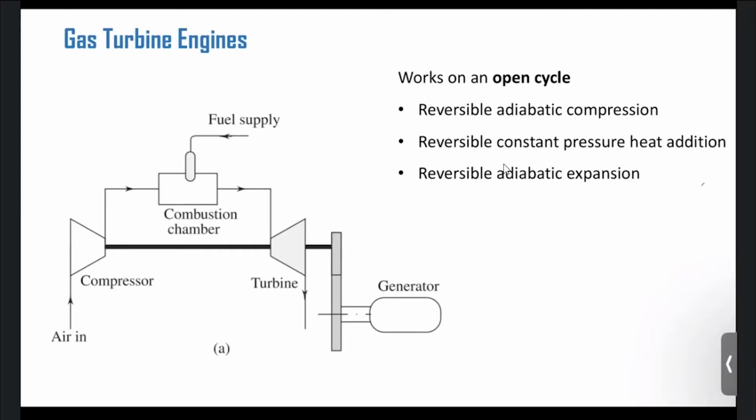The first process is reversible adiabatic compression. It happens in the compressor. Then the second process is reversible constant pressure heat addition. So in the combustion chamber, where the fuel is mixed with the air, the fuel and air mixture burns at constant pressure. Then the third one is reversible adiabatic expansion, which happens in the turbine. Okay, so it consists of three processes and it is an open cycle.